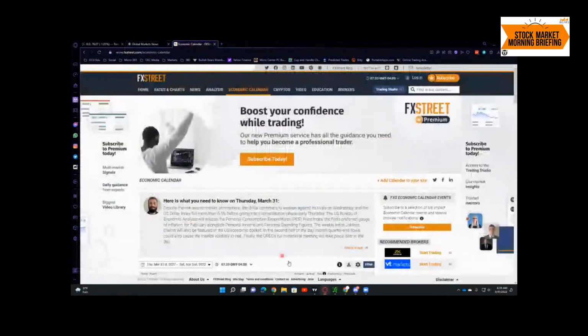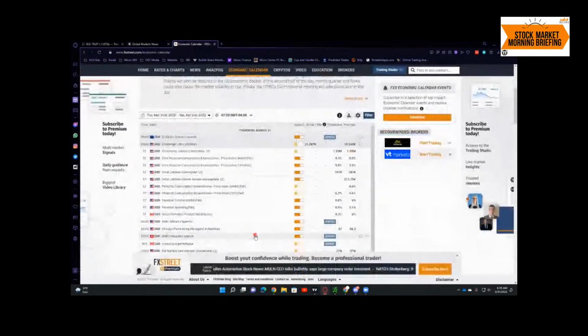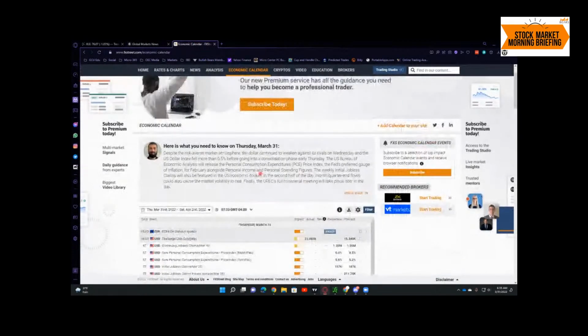So, a full calendar today. We always want to start with a focus on what events we have coming out, how we want to plan our day around the calendar, keeping our eye on the clock. And what I always recommend is try to find somebody who can break down the dollar in a more detailed, nuanced perspective.